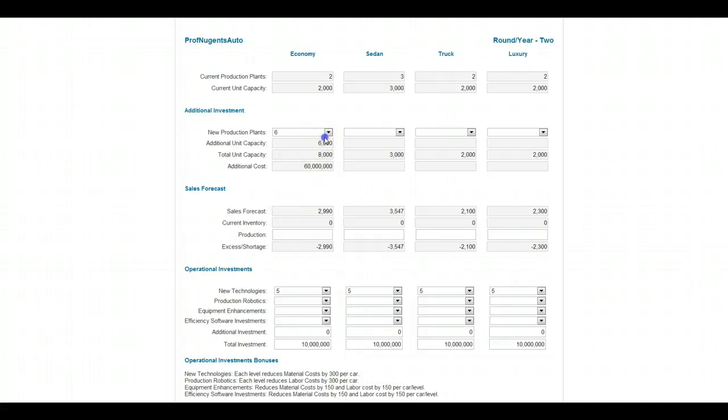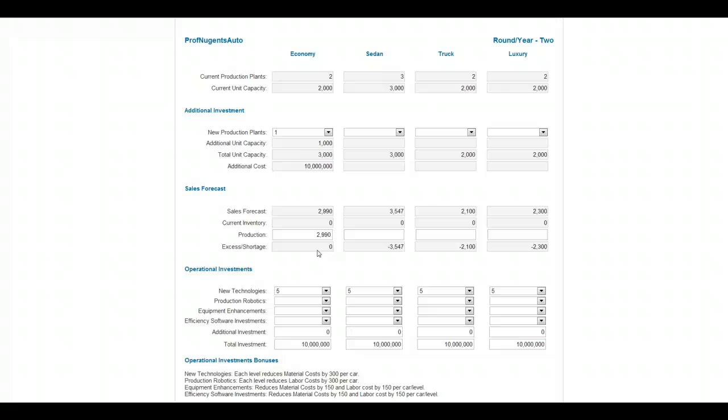So here, let me bring this back to 0. I already have 2 plants. I only need to buy 1, and I'm always going to try to make my excess or shortage 0, because there's no need to pad your production. If your forecast is this much and that's what you think you're going to sell, in addition to your inventory and your production, your excess or shortage should always be 0. If it's not 0, then your pro forma financial statements will be wrong.